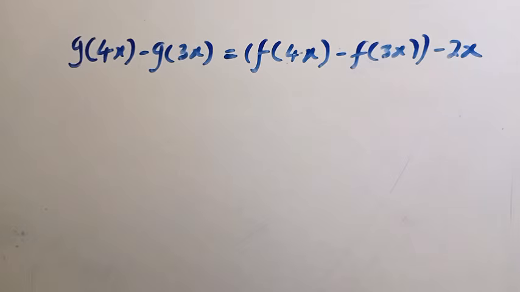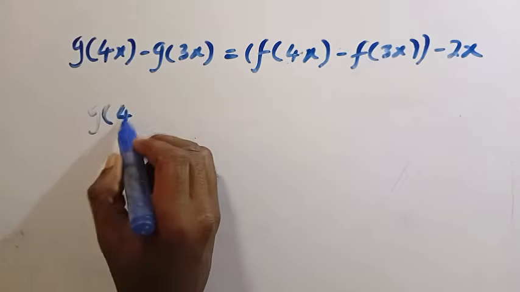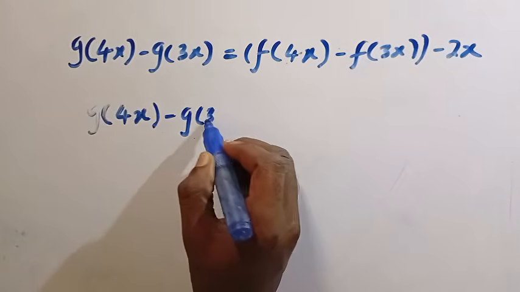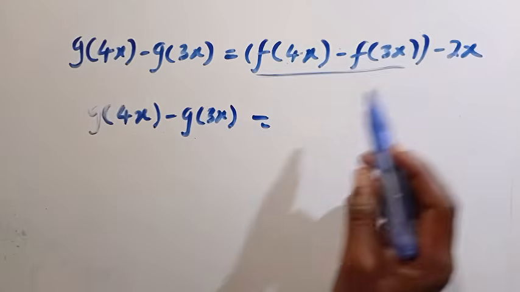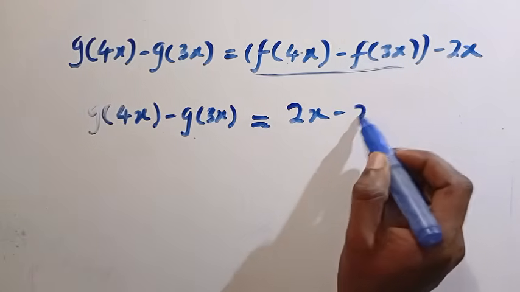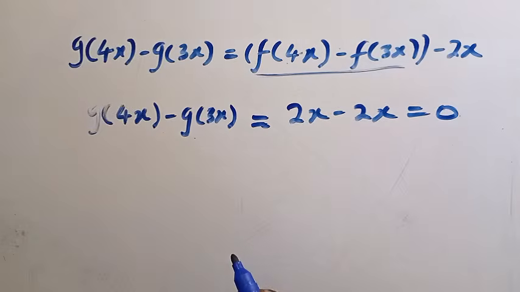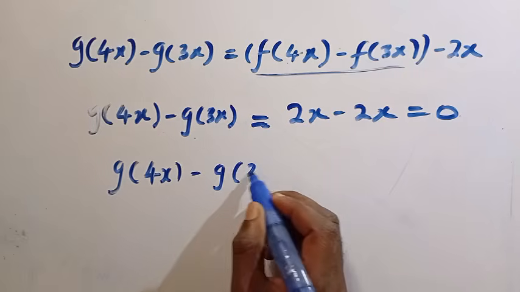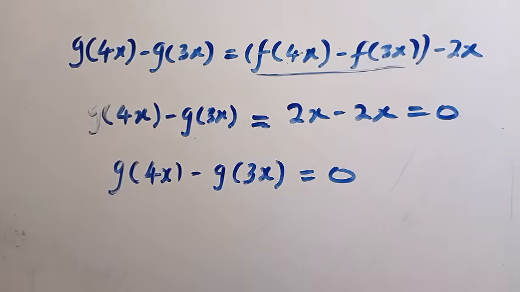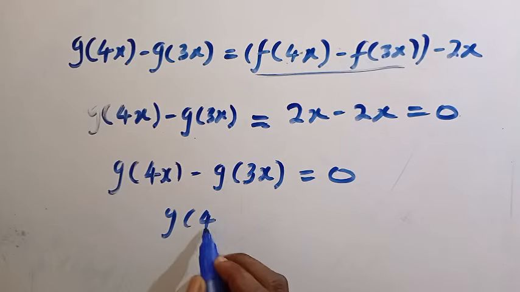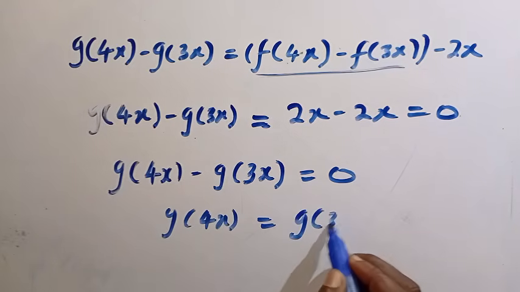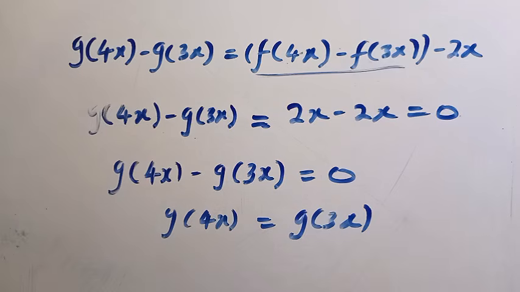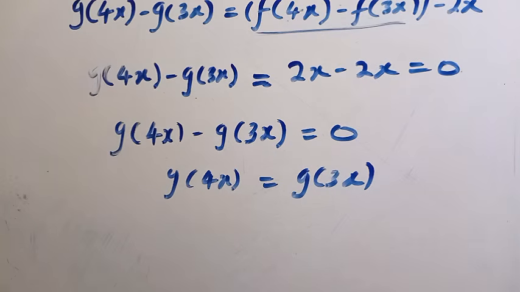So if this is what we have, this implies that g of 4x minus g of 3x equals the whole of this, 2x, then minus 2x, this gives us 0. So this shows that g of 4x minus g of 3x equals 0. And with this, g of 4x equals g of 3x. But this does not end there. How is it possible that g of 4x equals g of 3x? This is what we do.